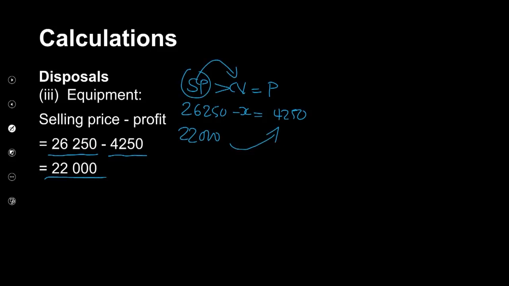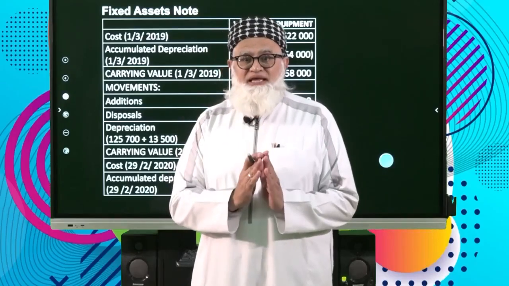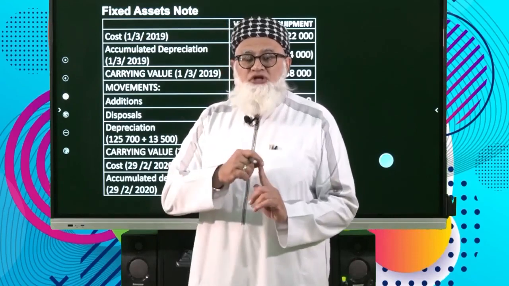Now, in terms of my information that I have there, you can clearly see now that my disposal is at 22,000. Right? So this gave you, because remember what we said, in note number 3, what do you want for your disposal?